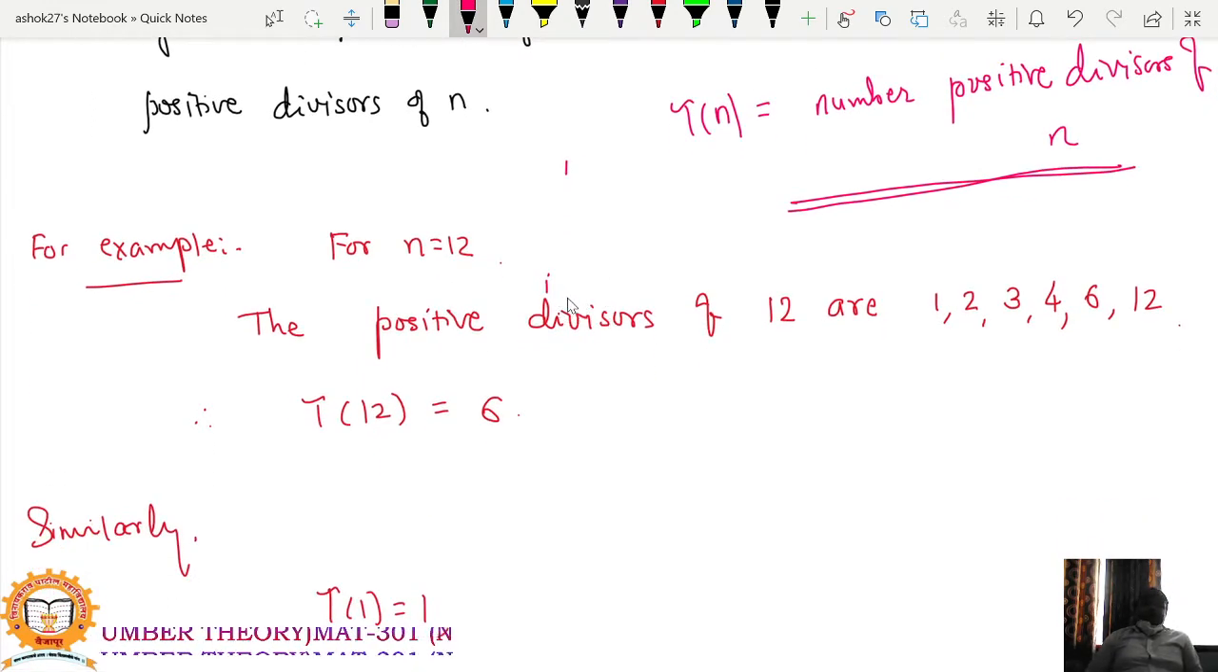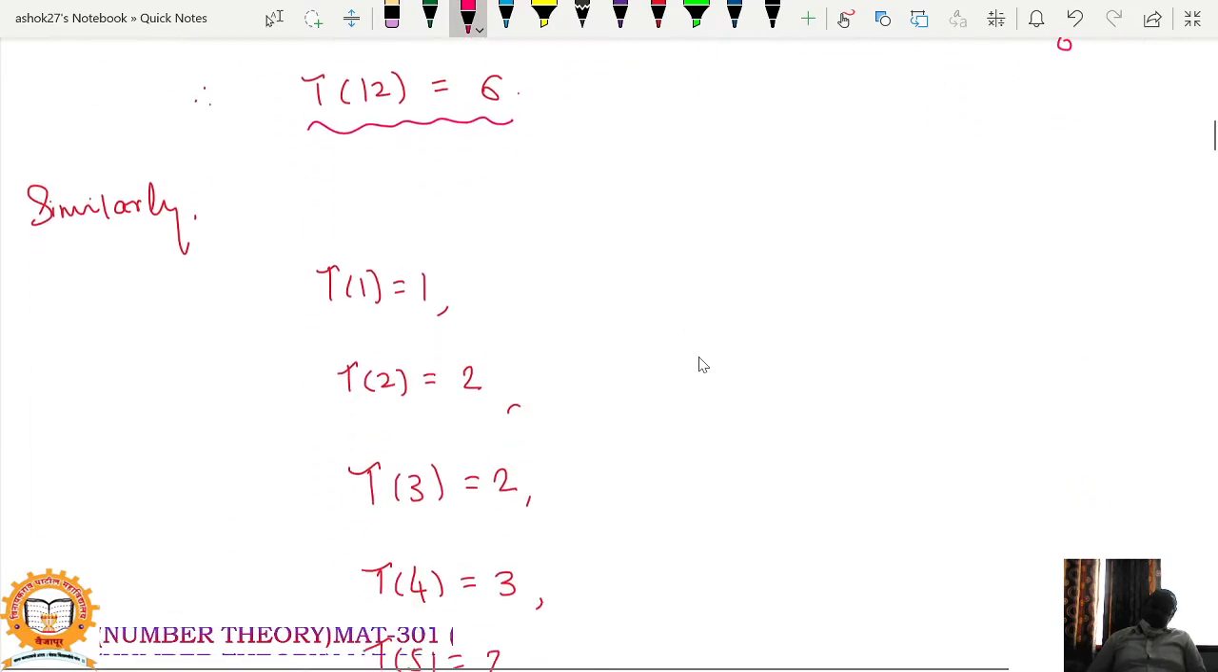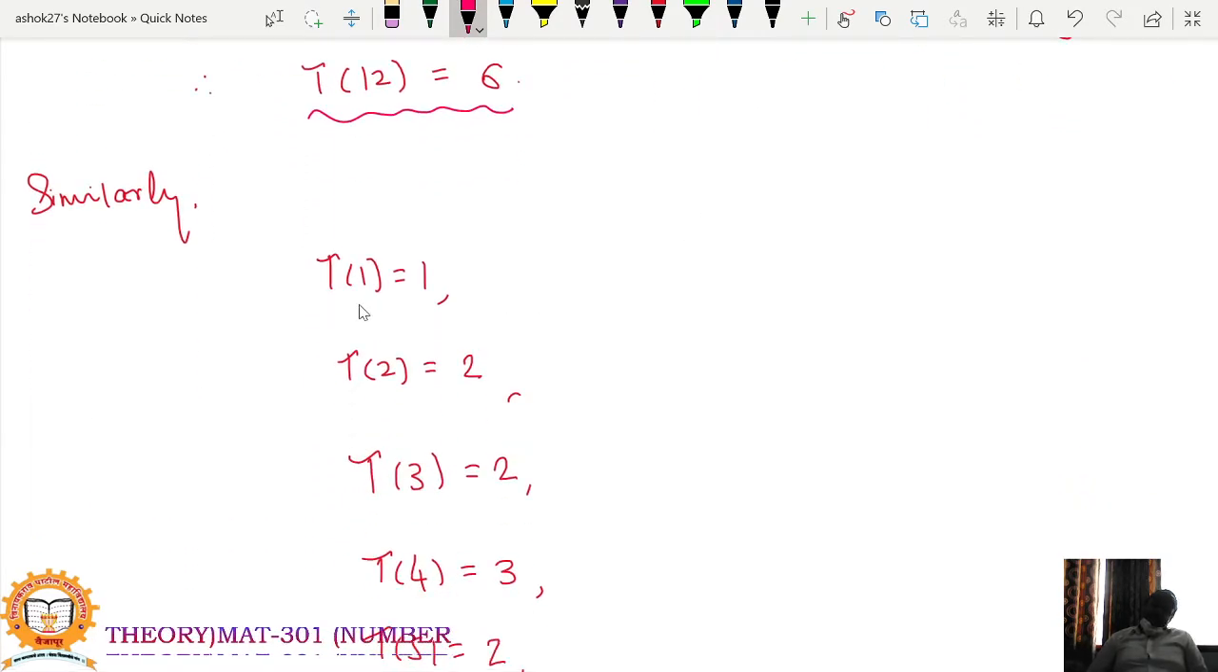So for n equal to 12, you can list the positive divisors of 12. These are 1, 2, 3, 4, 6 and 12. So there are a total of 6 positive divisors of 12, and therefore tau of 12 will be 6. Similarly, what is tau of 1? There is only one divisor of 1, so tau of 1 will be 1. For 2, tau of 2 will be 2 because there are two divisors, 1 and 2.